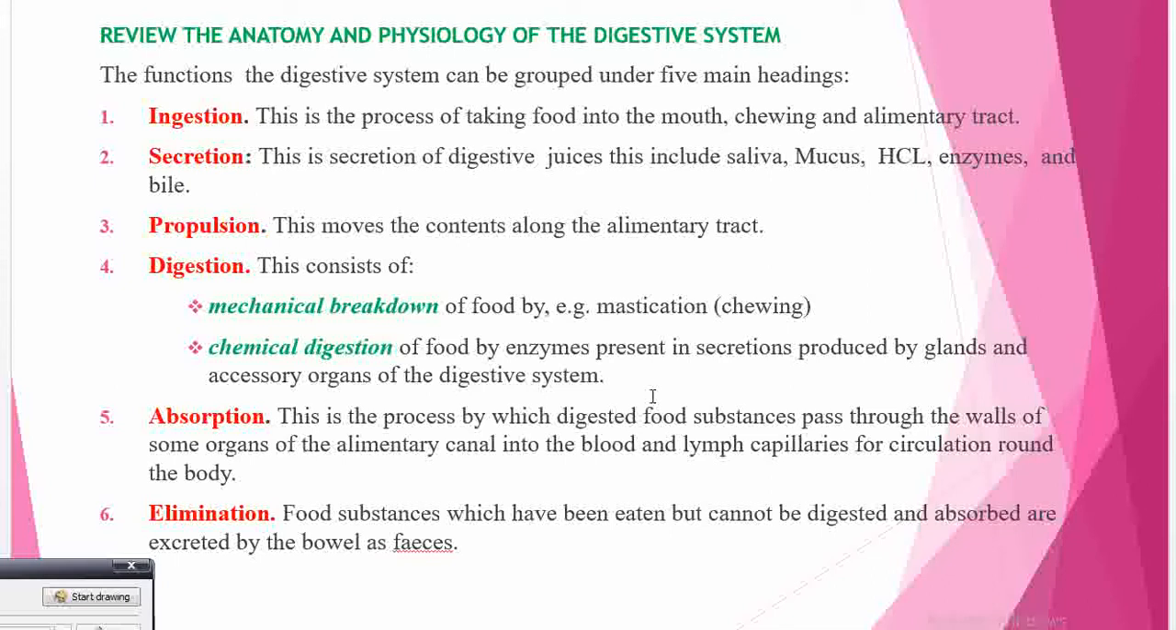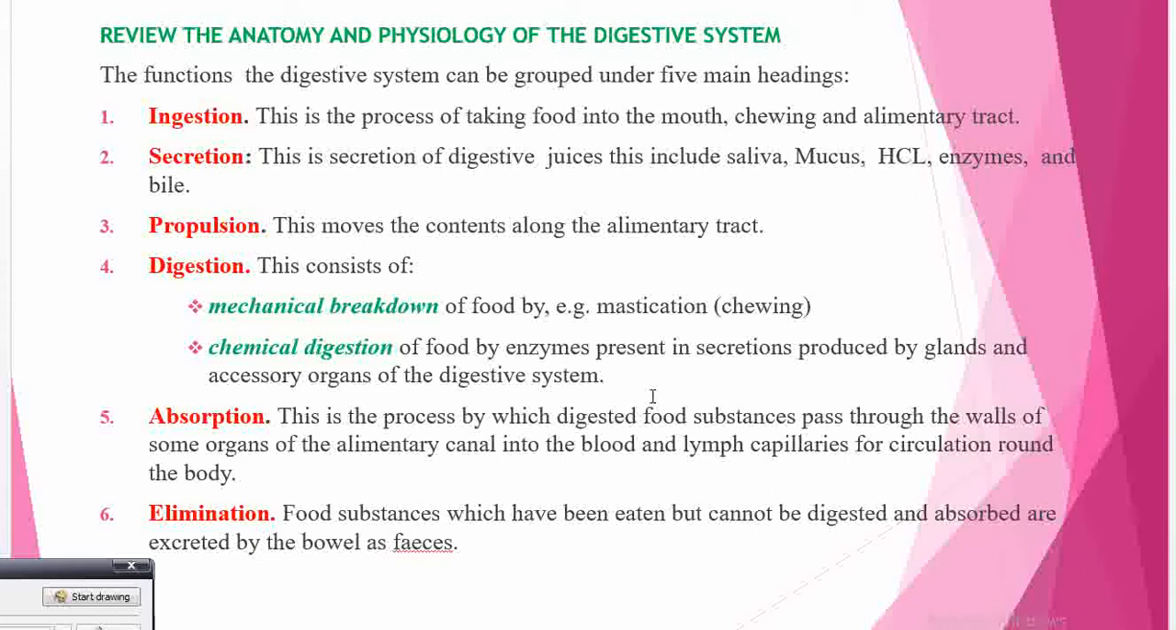Another thing is absorption, which I'm very sure you know. The food which has already been digested is supposed to be incorporated into the living tissue and assimilated. This is the process by which digested food substances pass through the walls of the small intestine or the organs of the alimentary canal into the blood and lymph capillaries for circulation, and they move throughout the body to provide nutrients and oxygen.